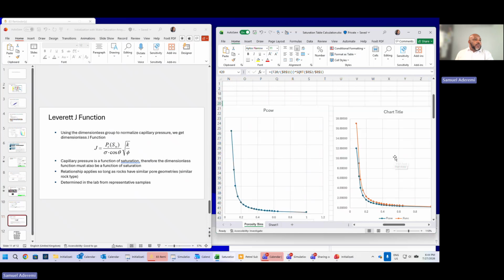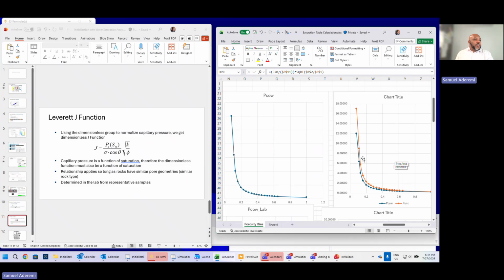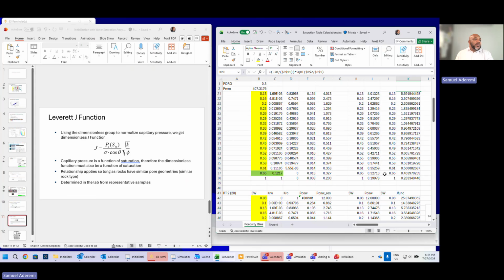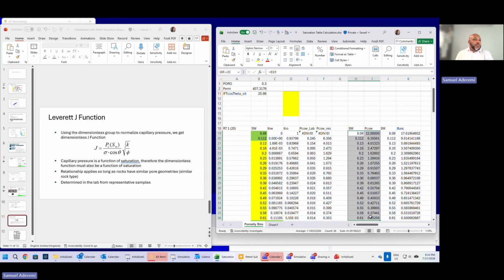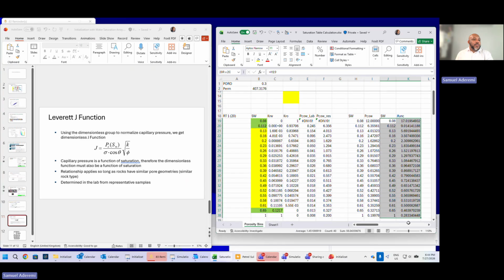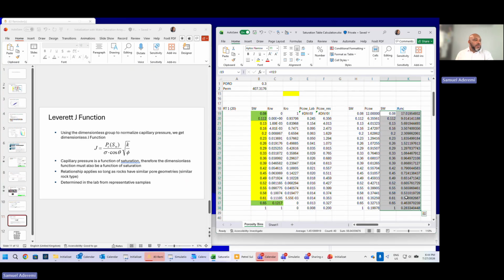And you can see for the rock type 1, the J-function is the pink one, the normalized one, and the actual capillary pressure is this. And you can use either of the two in your simulation model. If you are going to use the SWATINIT approach, then I will copy this and use it. If I'm going to use the J-function, then I can copy this and use it for my model.